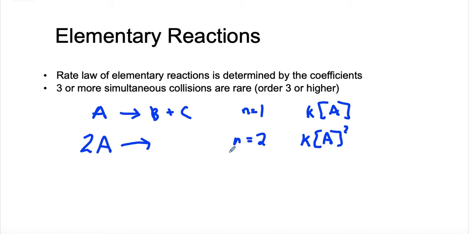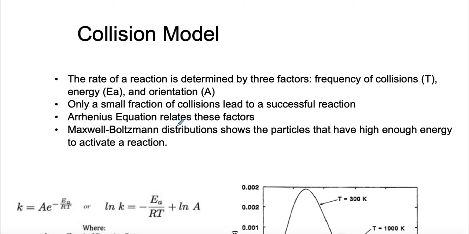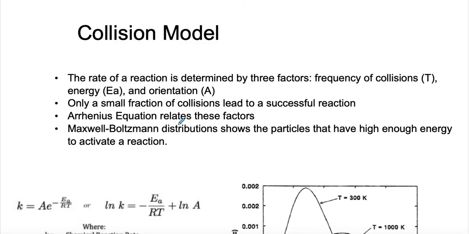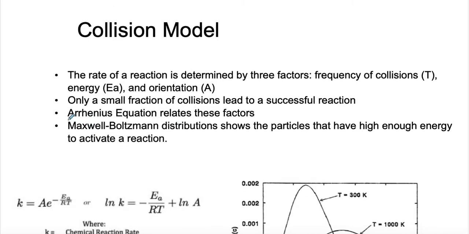Only for elementary reactions can you get the rate law from the balanced chemical equation. So then there's the collision model. This is also called the Arrhenius equation.